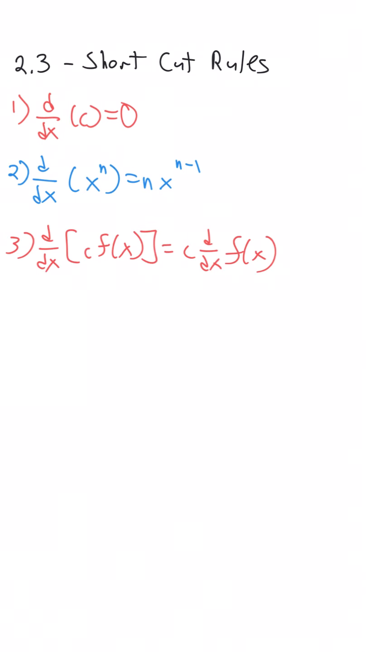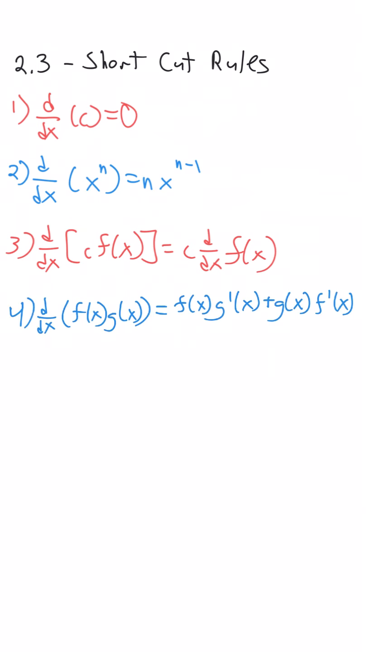The third rule is very helpful. d/dx of c f of x, where c is a constant, is c times d/dx of f of x. In other words, you can pull a constant out in front of a derivative. Why? Because you can pull the constant out in front of a limit. That's just one of the basic limit laws.